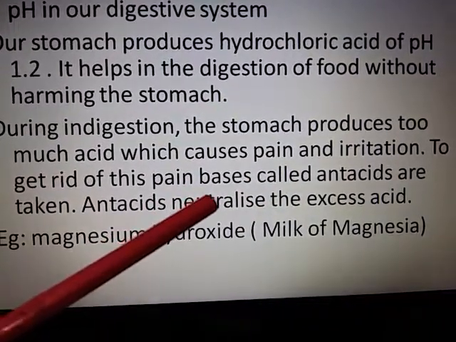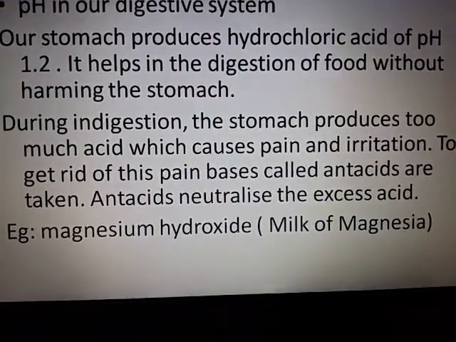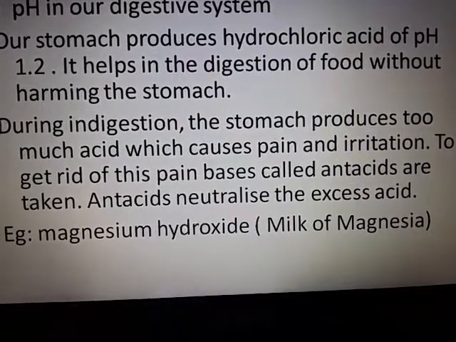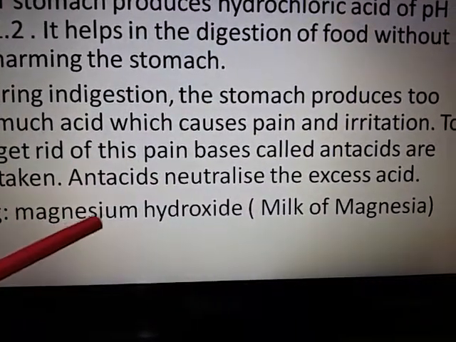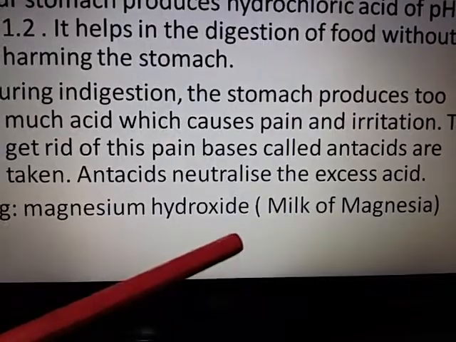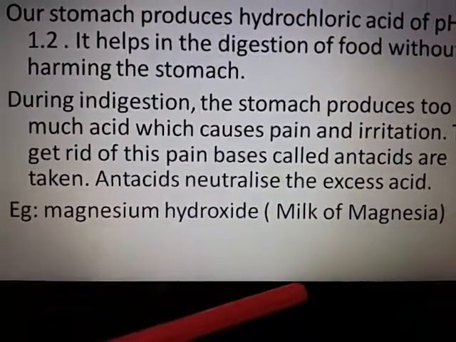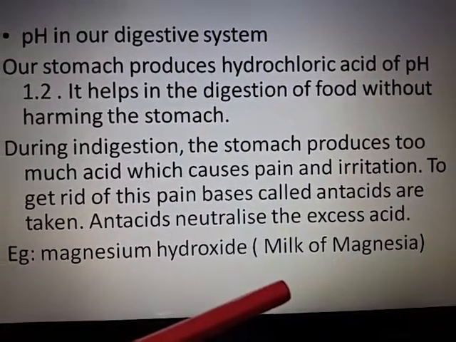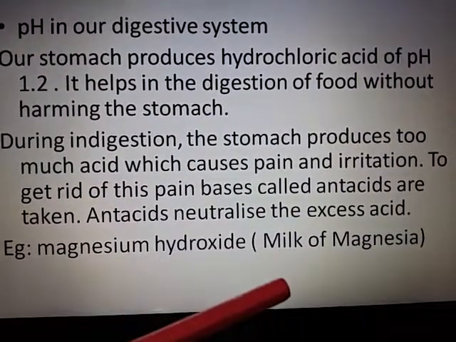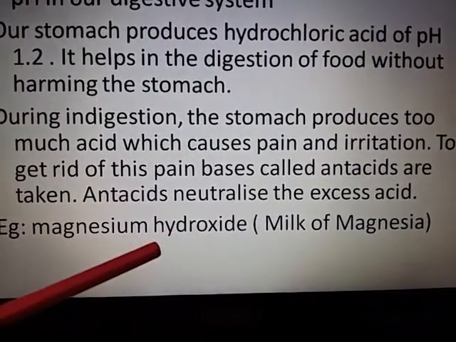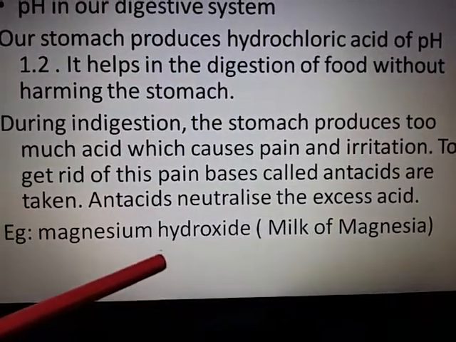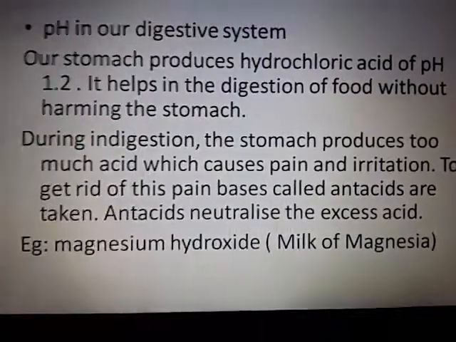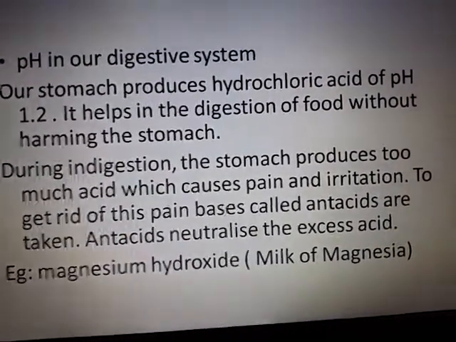To get rid of this pain and irritation, antacids are used, and these antacids are solutions of some bases like magnesium hydroxide. It is known as milk of magnesia; the Gelusil we take as medicine is this milk of magnesia, and some other substances are also used as antacids. These antacids neutralize the effect of the acid and give relief from the pain, right?